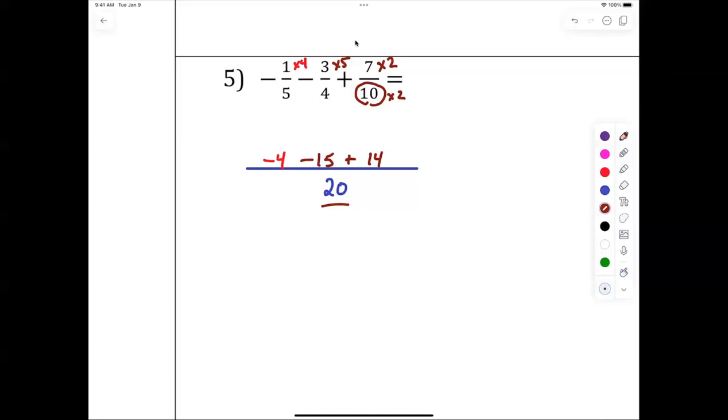Now, we're going to go ahead and combine the numerator. I need help with negative 4 minus 15 plus 14. Negative 4 minus 15 is negative 19, and then negative 19 plus 14 is negative 5. That's right. So all this is equal to negative 5 over 20. And now what do I have to do? Yes, negative 1/4. If you know that, give yourself a little check.